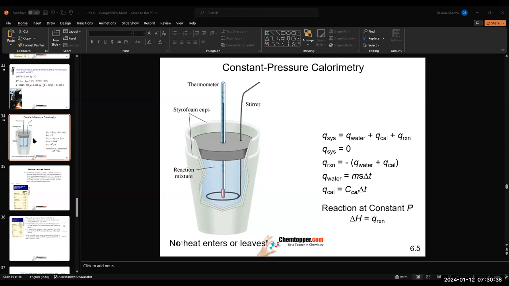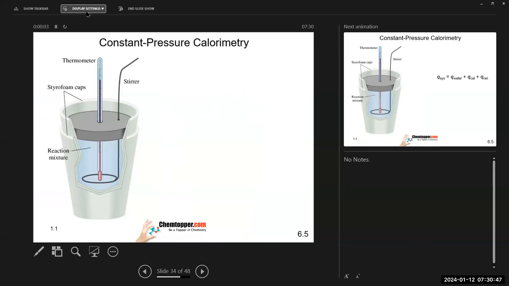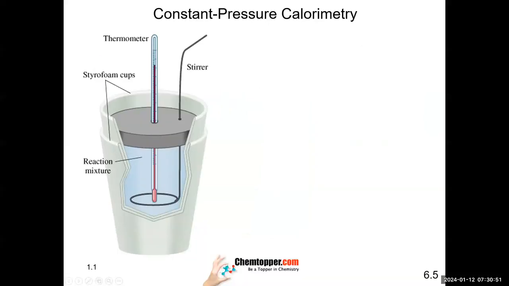So last time we were doing constant pressure calorimeter. I think I didn't use the word constant. The word which I was using in the last class was the coffee cup calorimeter. Now today I will make you understand why it is called constant pressure calorimeter. Let's try to understand constant pressure calorimeter, right?